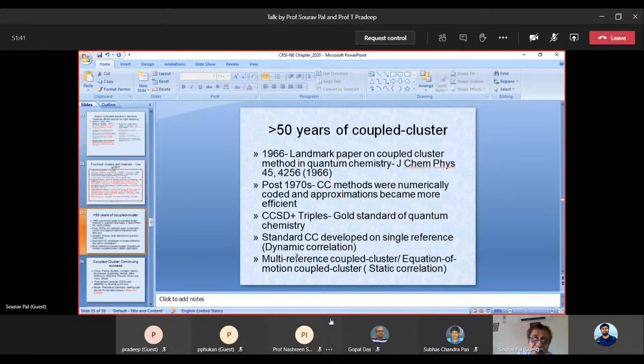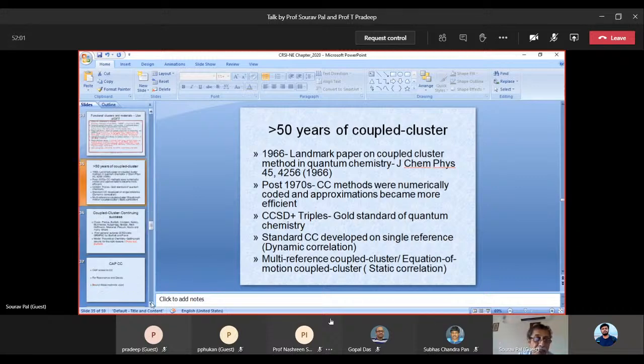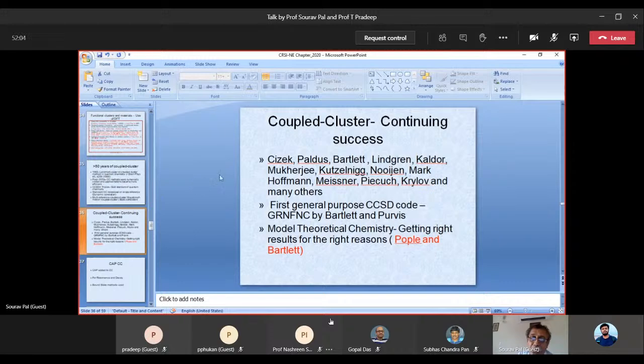computation intensive method. There are standard methods of coupled cluster which are developed on a single reference, which take care of dynamic correlation, but you can also take up static correlation through a multi-reference coupled cluster. So one can today look at various types of electronic correlation, short range, long range, static, and dynamic through the multi-configuration coupled cluster method, which has become extremely important. There are a lot of people who continue to work on coupled cluster. I must mention Cizek, Paldus, Bartlett, Lindgren, Kaldor, Mukherjee, Kunzelny, Nguyen. I mean, several people. It's very hard to mention them all, but it has been a very well-developed subject.